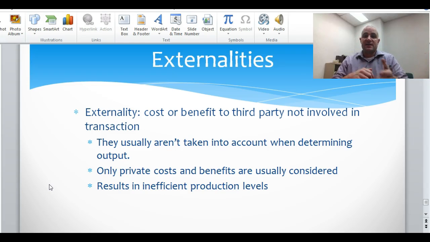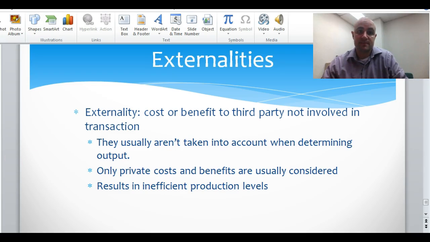They also affect, a lot of times, third parties who had nothing to do with the transaction. We call that an externality. So an externality is a cost or a benefit to some third party who is not involved in the transaction. And they usually aren't taken into account when determining how much to produce. The reason why is that only the private costs and the private benefits are considered. Now, this results in inefficient production levels. It results in market failure.